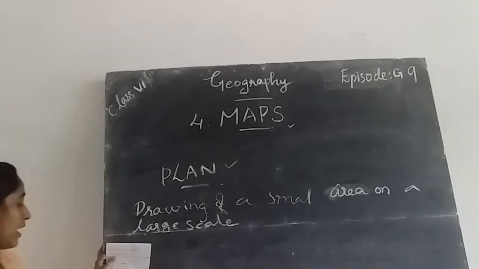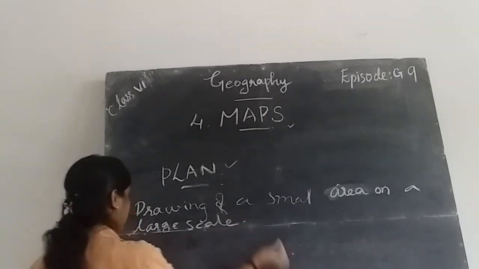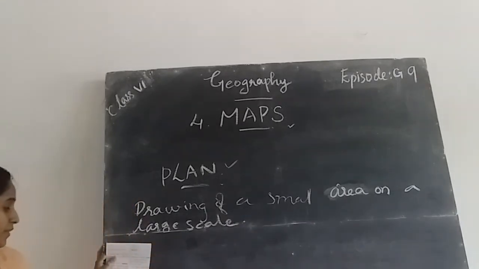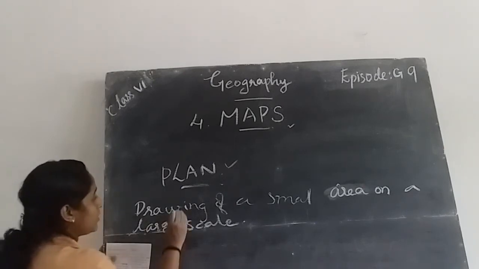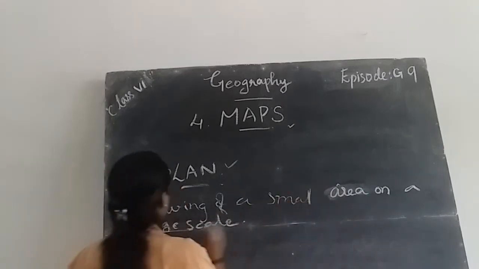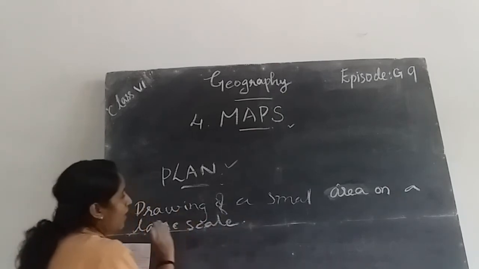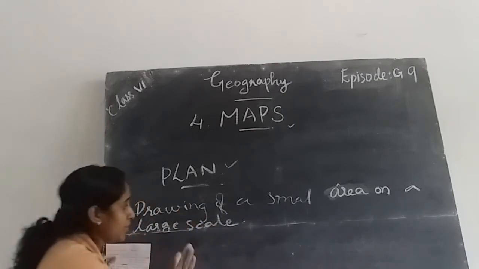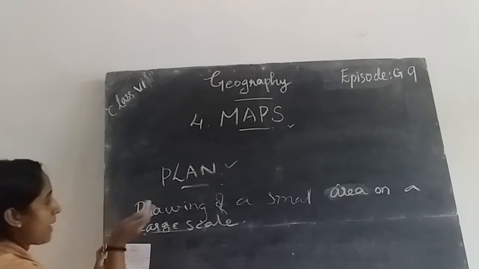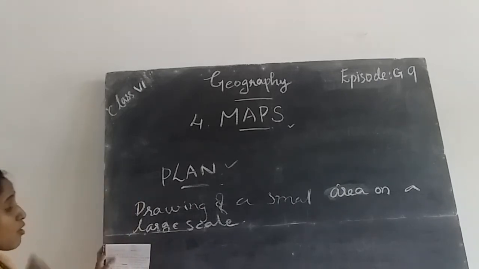On a large scale map gives more information. So a drawing of a small area on a large scale units is called a plan. We know that a large scale map gives more and more information.